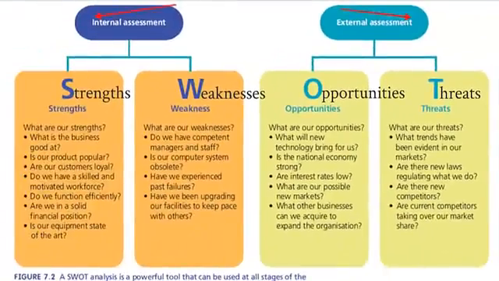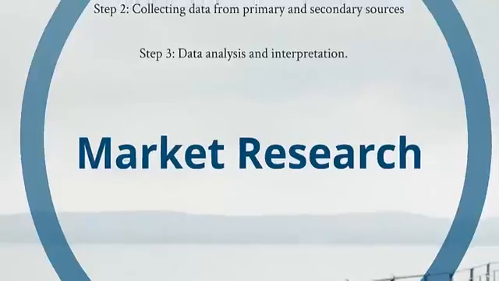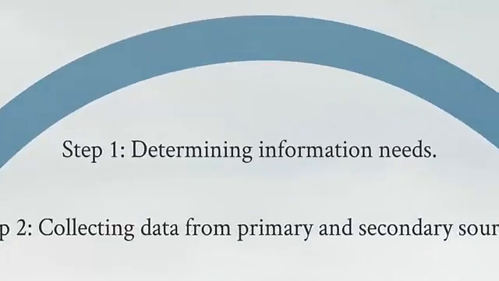You can pause here if you like to take all that information in. Now we go to market research, arguably the most important part of the marketing plan process. Step 1. We need to determine what our information needs are. What's the aim or the problem, the issue that needs to be addressed? How can we measure this in our questionnaire?